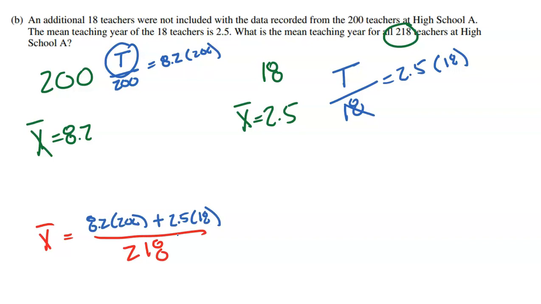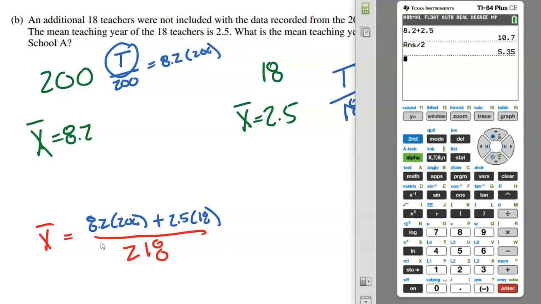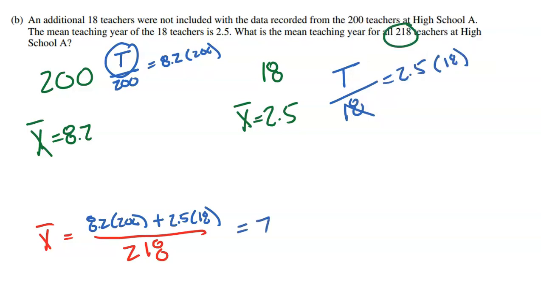Add all of that together. That's our grand total, and then we can divide that by 218. So again, 8.2 times 200 plus 2.5 times 18. That's my grand total, if I added up the years for every single teacher. Divide that by 218, and we get the new mean of 7.73. 7.73 is going to be our new mean. So hopefully that problem wasn't too bad after you understand about needing to get the totals.